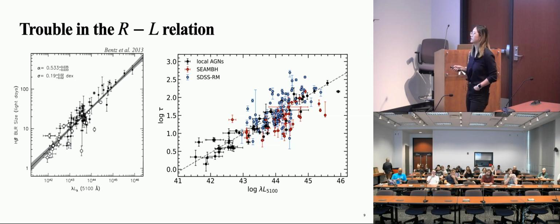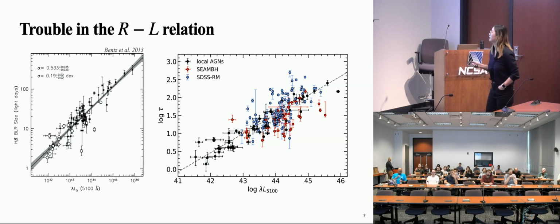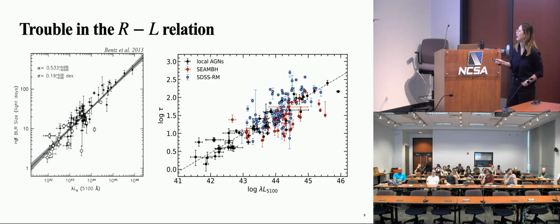In 2013, the relation was tightly correlated, with a scatter of around 0.3 to 0.4. But right now, the scatter gets much larger compared to the earlier ones after you add the new campaigns' data. So what we want to do is try to explain the scatter in this plot.